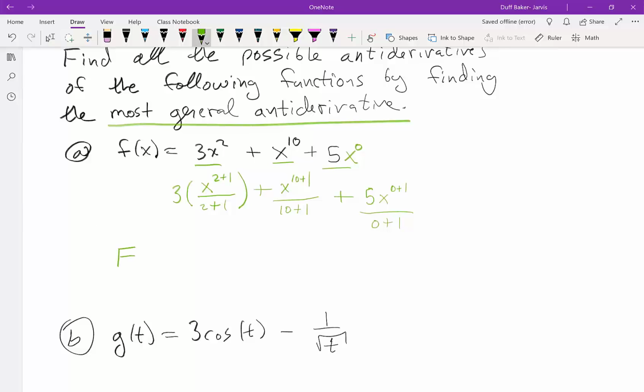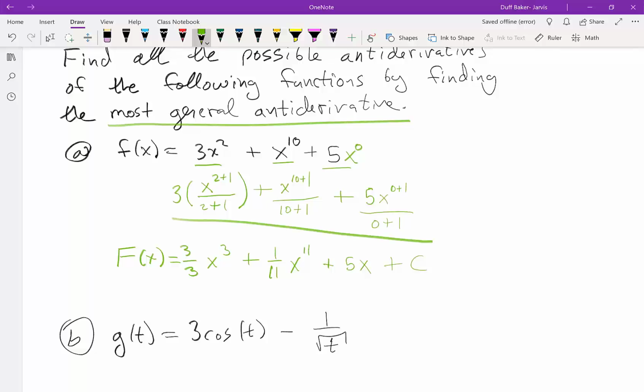And okay, so this is the basic idea. This thing that we wrote down will be an antiderivative if you check it, so we would think that the most general antiderivative would be 3 over 3 x cubed plus 1/10, or sorry, 1/11th, x to the 11th plus 5x, and then we have to tack on always plus c here to make sure we get all possible antiderivatives.